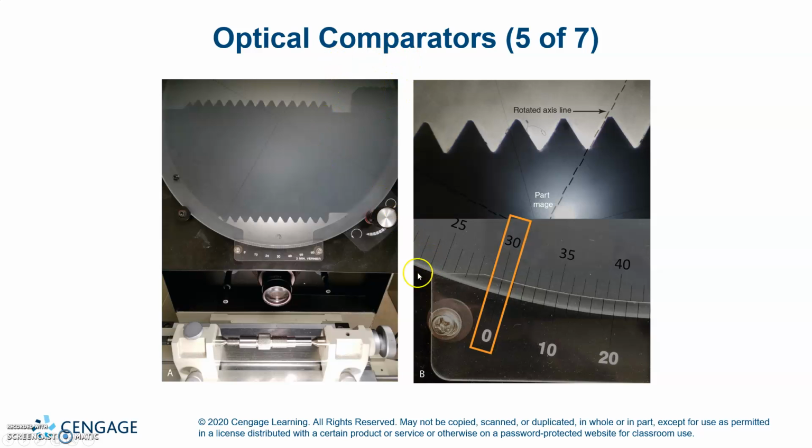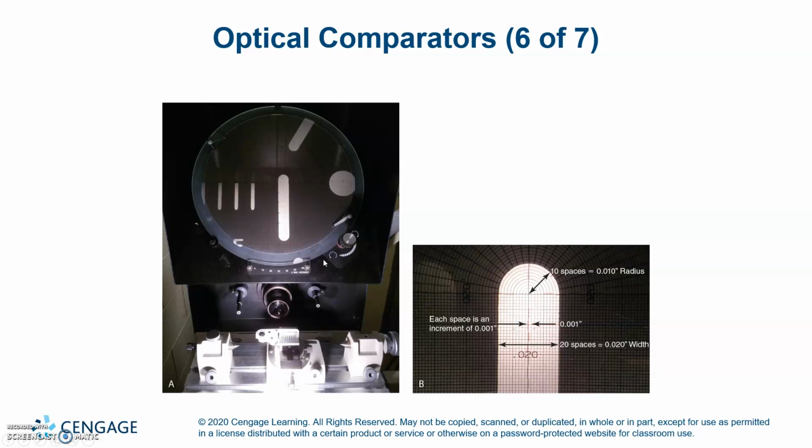With optical comparators, you can actually check threads, so you rotate the axis line. And then here you're measuring a slot. So 10 spaces show a 0.01 radius. Each space is an increment of 0.001. So 20 spaces is a 0.020 width.